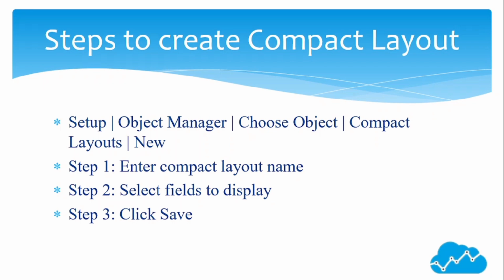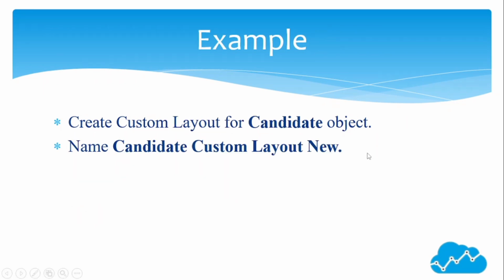Step 1, enter compact layout name. Step 2, select fields to display. Step 3, click save. Let's see an example. Create custom layout for candidate object and name it candidate custom layout new.